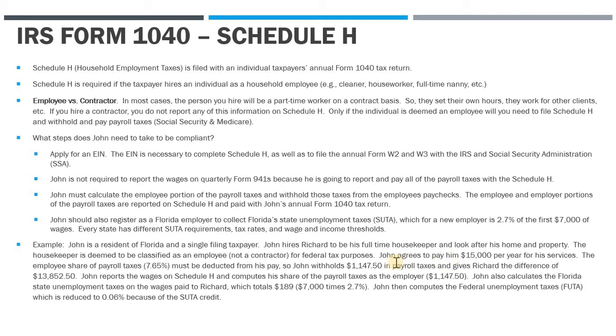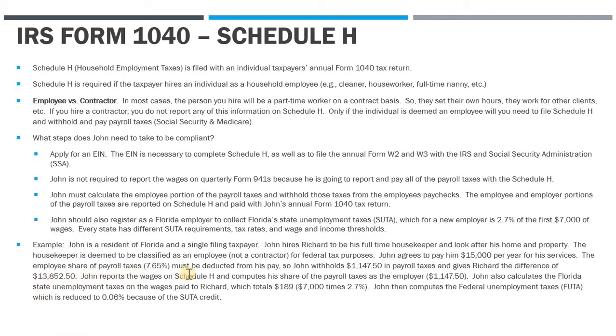John's going to be the employer. John agrees to pay him $15,000 per year for his services. So the employee share of the payroll taxes, 7.65% on $15K, is going to be $1,147.50, and that's what John takes out of Richard's annual paychecks, right? So Richard gets the difference there, $13,852.50.